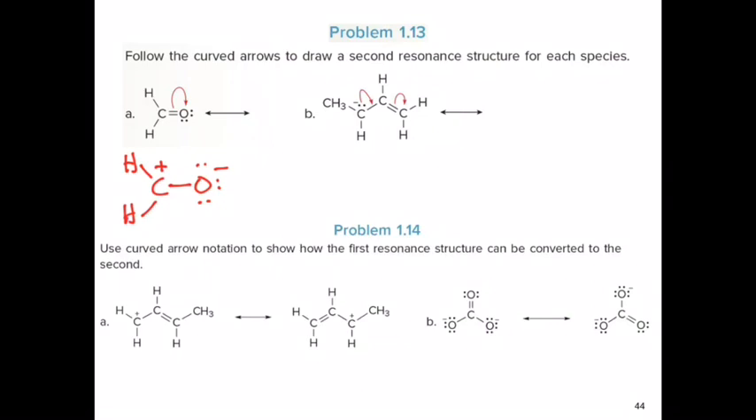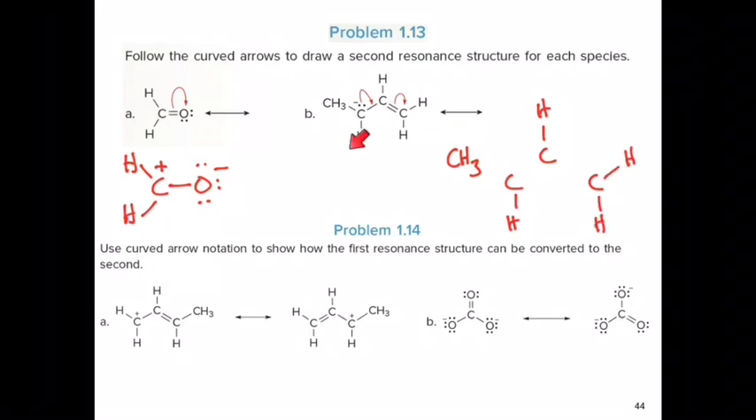All right, what about B? Again, same thing. The atomic positions will remain the same. So we have CH3, carbon here, here, and here. And then we have the hydrogens bonded here and 2 here.